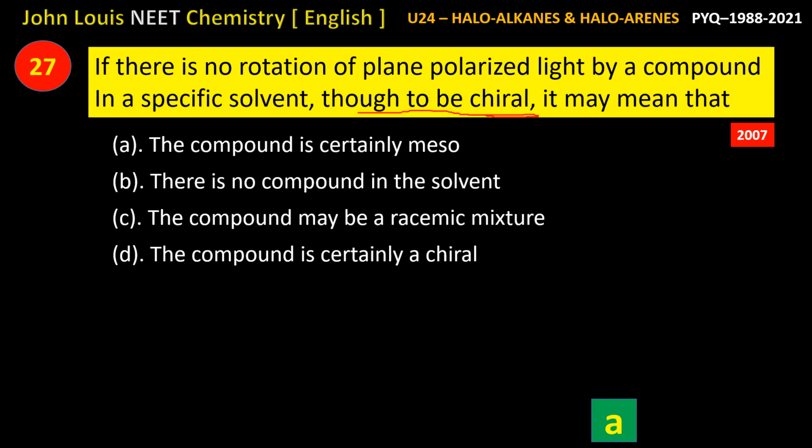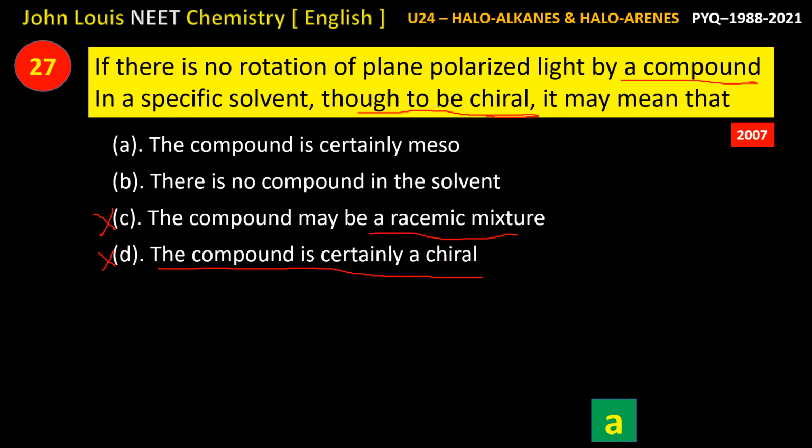Then in the option they have given that the compound is certainly achiral. See, already they have given it in the question. Therefore this option may be ruled out. And the second one, take option C: the compound may be a racemic mixture. But in the question they have given, no rotation of plane polarized light by a compound. So they have given only a compound, therefore it cannot be a racemic mixture. How can it be a mixture? Therefore option C is also ruled out.